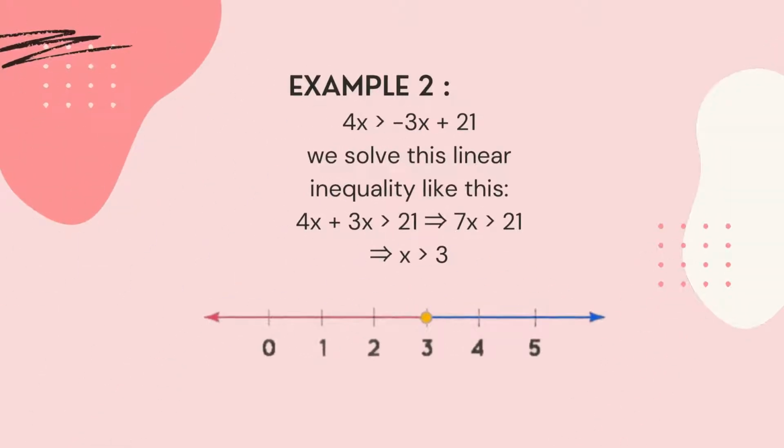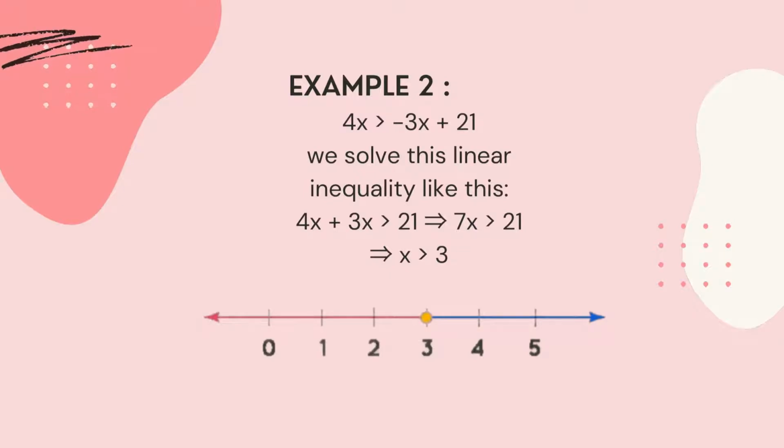And now I'm going to show you how to graph a one variable linear inequality. Let's consider the below example. Here we have a linear inequality 4x greater than negative 3x plus 21. The solution in this case is simple. We can use the first step, which is to simplify the inequality on both sides. So we can see 4x plus 3x on left side and 21 on right side. 4x plus 3x equals 7x. And then we divide by 7. Finally, the solution to this linear inequality is x greater than 3.